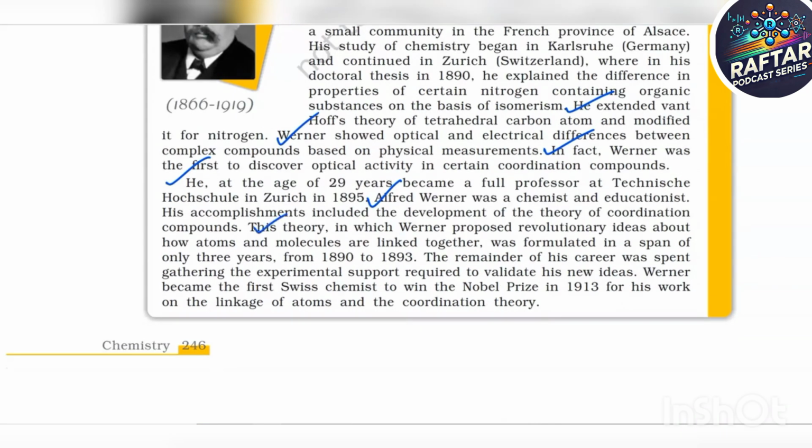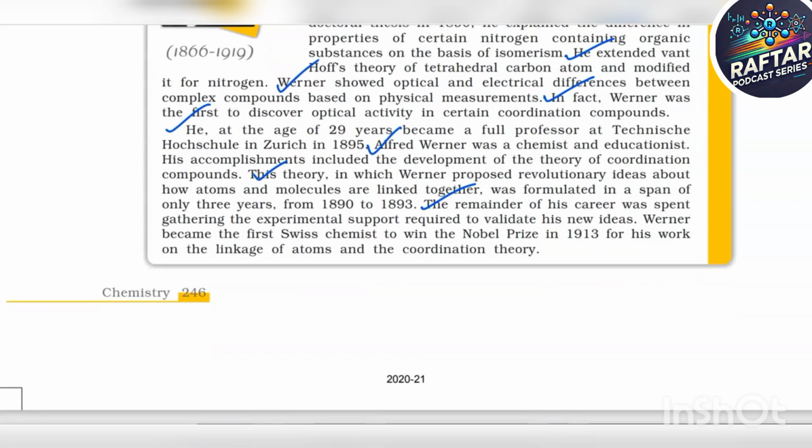Alfred Werner was a chemist and educationalist. His accomplishment included the development of the theory of coordination compounds. This theory, in which Werner proposed revolutionary ideas about how atoms and molecules are linked together, was promulgated in a span of only 3 years, from 1890 to 1893. The remainder of his career was spent gathering the experimental support required to validate his new ideas. Werner became the first Swiss chemist to win the Nobel Prize in 1913 for his work on the linkage of atoms and the coordination theory.